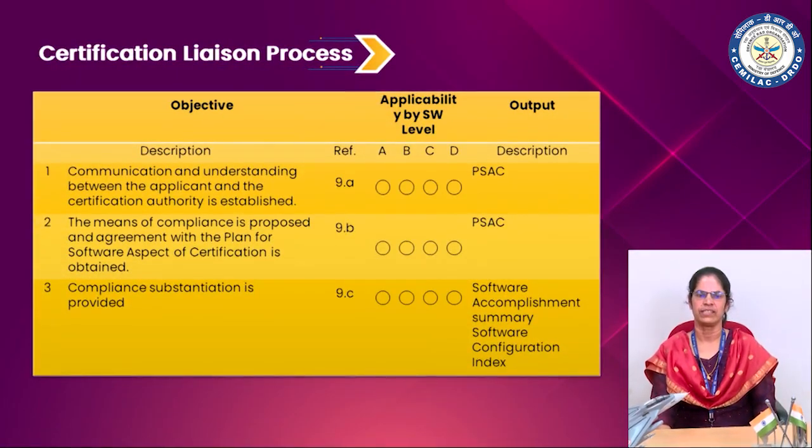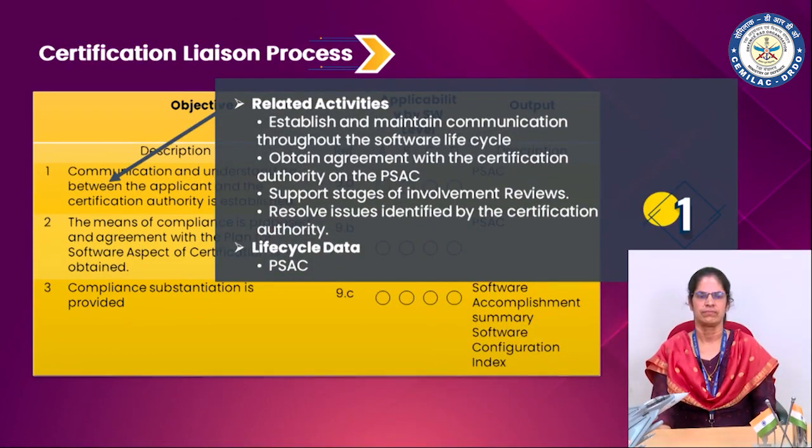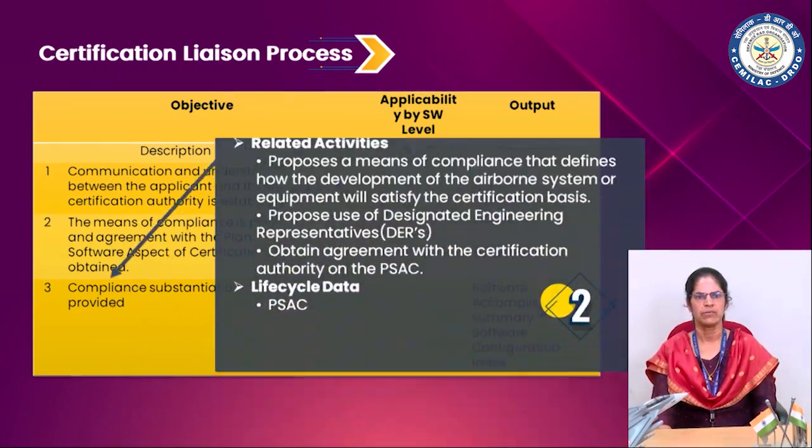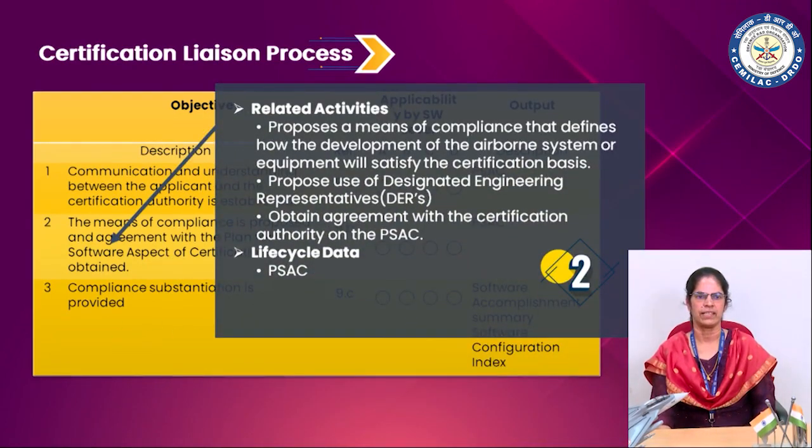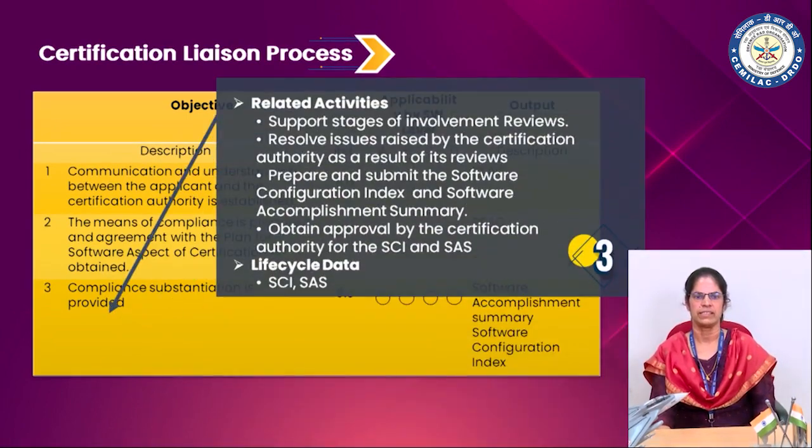There are 3 objectives to be accomplished for certification license process. They are: communication and understanding between the applicant and certification authorities is established. Means of compliance is proposed and agreement is arrived at. Compliance substantiation is provided.